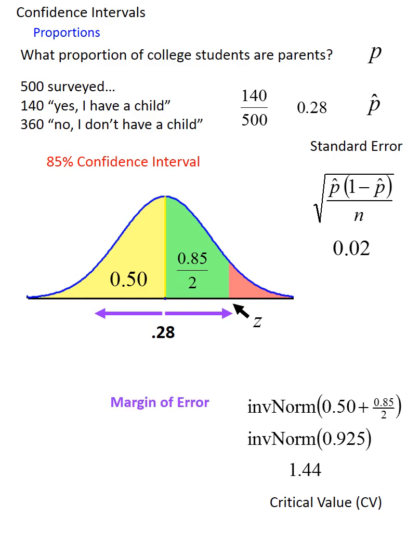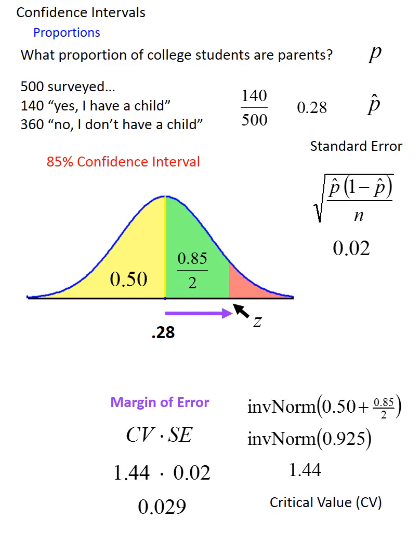So to get our margin of error, which is essentially the length of either of these purple arrows, or the distance between our point estimate and the ends of our confidence interval, we simply have to multiply the critical value times the standard error. And this makes sense when you think about it, because we know that our standard error is 2%, and we know that we want to be within 1.44 standard errors of the center, so multiplying those together gives us our margin of error, or in this case 2.9%.